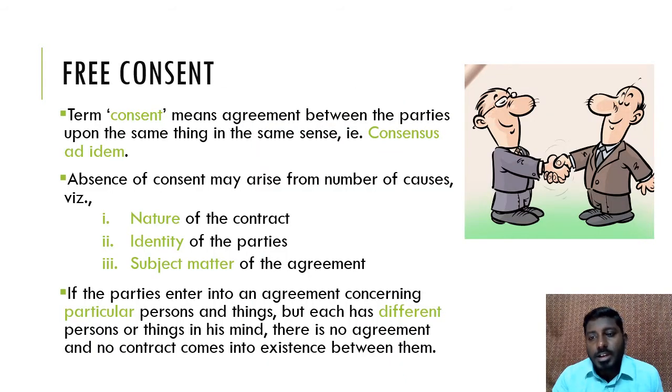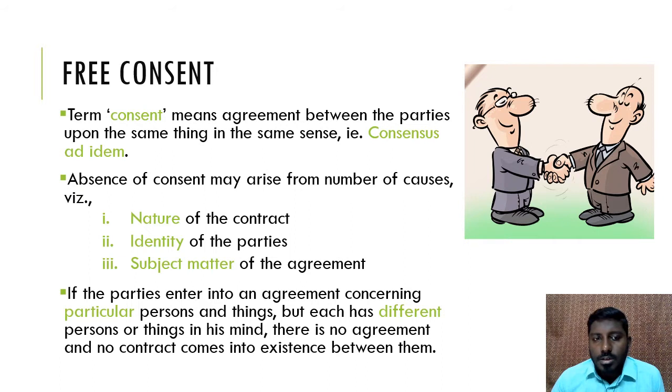What is called free consent? So consent means agreement between the parties upon the same thing in the same sense. So that is called consent. So if there is no agreement between the parties with respect to some idea, there is no proper or valid contract which is established between the parties. It is also called consensus ad idem.